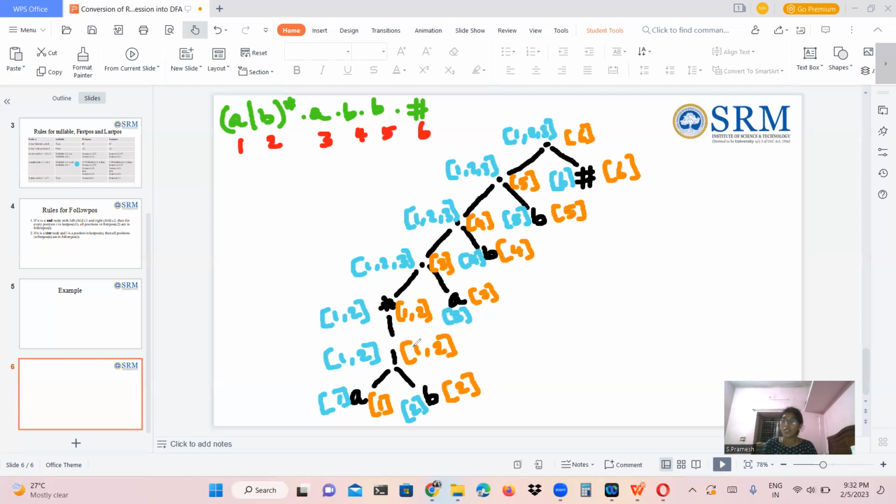For the union, you combine the first of the left child and first of the right child, and for the last position calculation, the last position of the left child and last position of the right child. Very simple. And the star closure is also very simple. Whatever the child below is, you take that child's first and last position. That's it, so almost we completed. So this is my first and last position. I'll tell you the follow rule also.